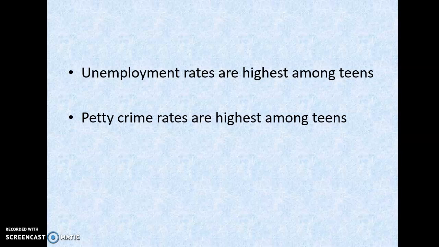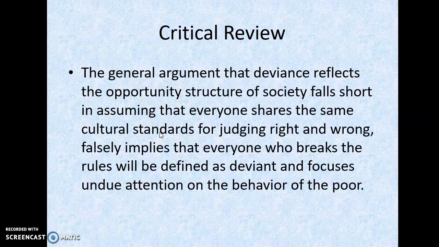Unemployment rates are highest among teens, and petty crime rates are highest among teens, which is not surprising. So really quick, basically, society blames people and implies that everybody has the same set of rules, and those who break the rules will be deviant. It puts an undue attention on the behavior of the poor because without opportunity, people are more likely to commit crime. So it's about integrating opportunity to those places and evening the playing field. And by doing that, people would be able to subscribe more to those norms.